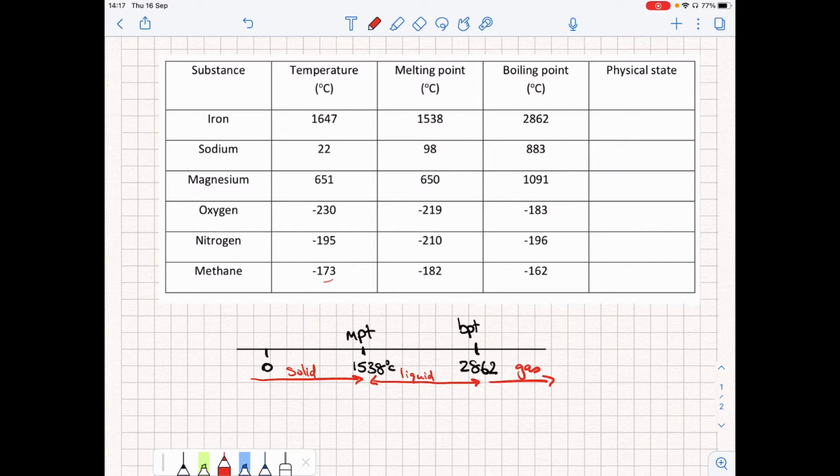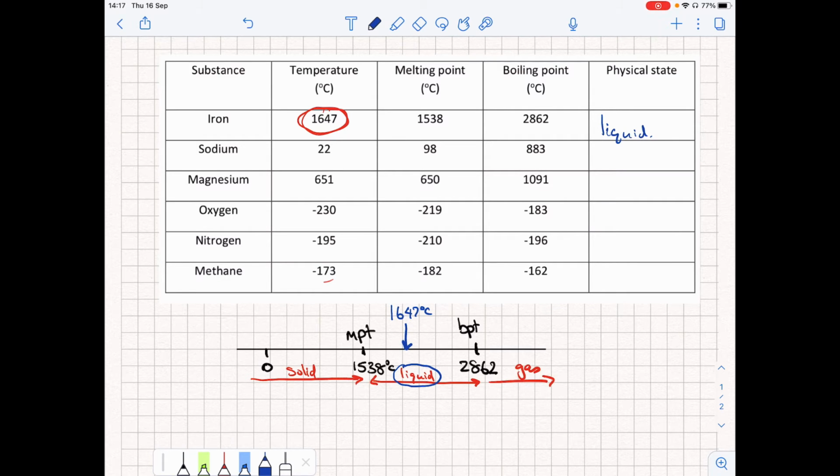All I have to do now is look at the temperature that we've got this substance stored at. It's 1647. Go to my number line, and that is going to be somewhere in this space here, 1647 degrees C, and therefore that means that this substance is a liquid at that temperature. So in my table, I can record that this is a liquid.